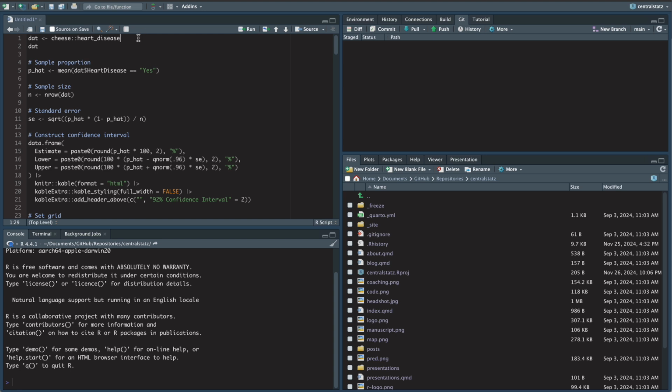All right, so we are in RStudio, and all of this code I just copied straight from the blog post page, so you can reproduce all of this yourself if you wanted.